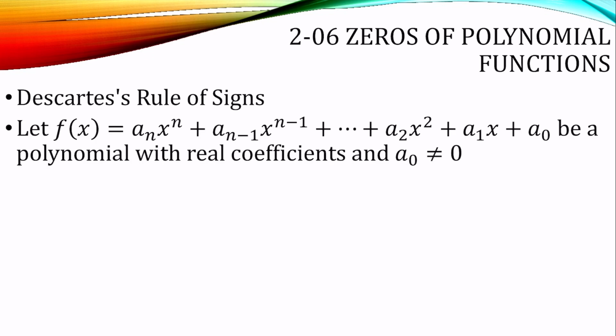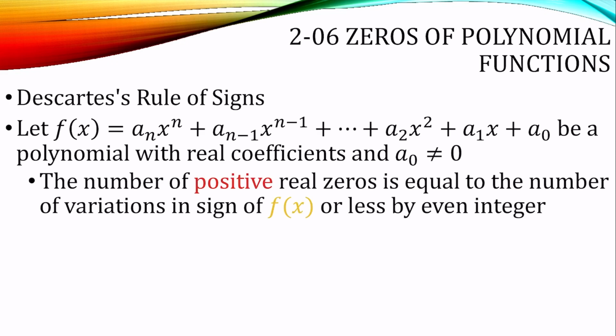Now, what if we didn't have the graphing calculator to find our x-intercepts to make choosing our numbers from the list of possible rational zeros quick and easy? Well, Descartes came up with a way to narrow the list down further using the rule of signs. It says if we have this function, real coefficients and a0 isn't 0, then the number of positive real zeros is equal to the number of variations in signs of the function, or less by an even integer.